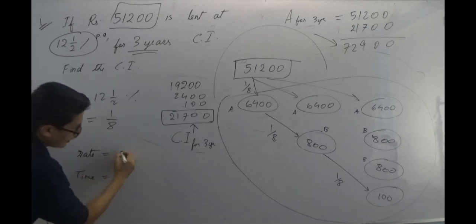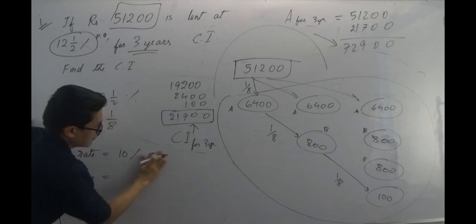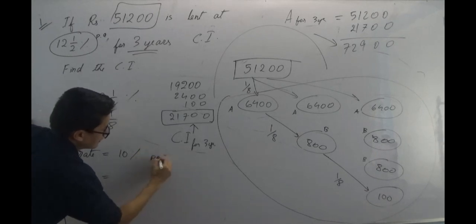If this is given as, let's say, 10% per annum, or if you say per 6 months.